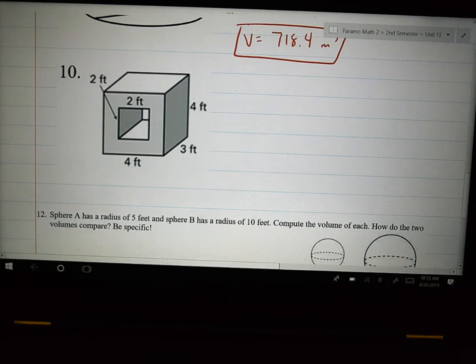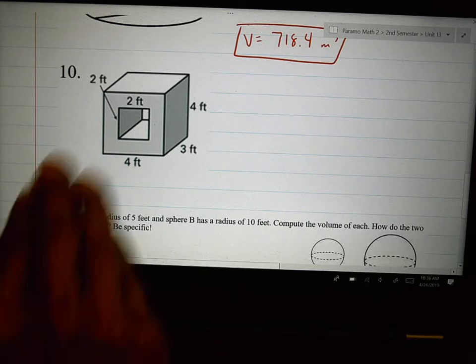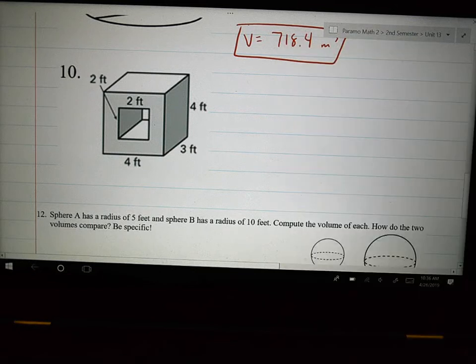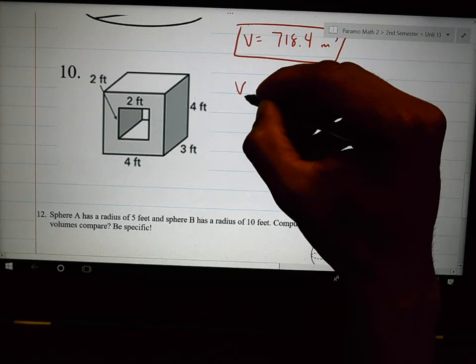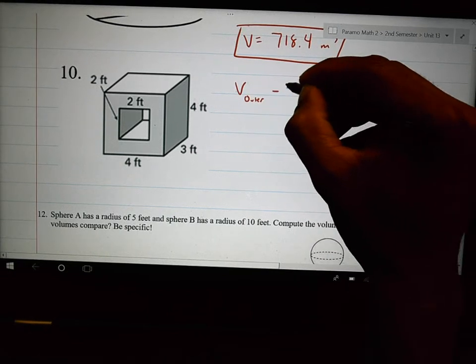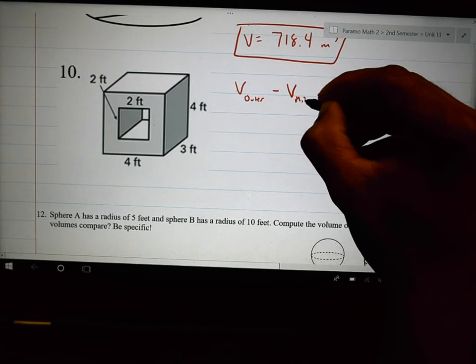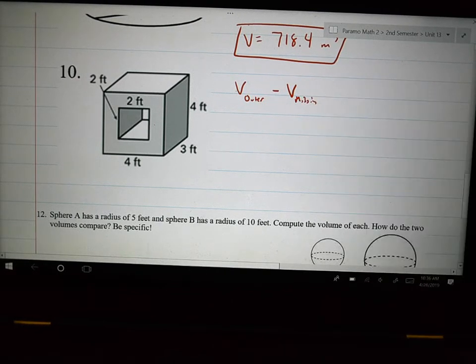Number 10. Number 10 is a prism. But the prism has a hole in it. Looks like it has a rectangular prism that is taken out of this almost a cube. It's not quite a cube because it's 4, 3, and a 4. So what I can do is find the volume of the bigger prism, the outer, and I'm going to subtract the volume of the missing prism, like this stuff on the inside.